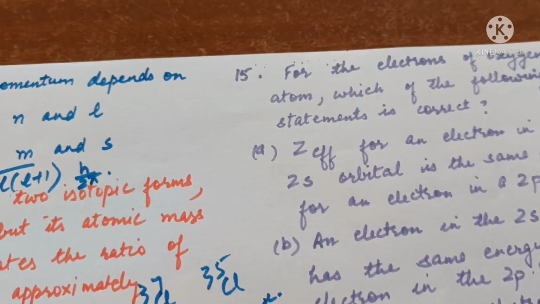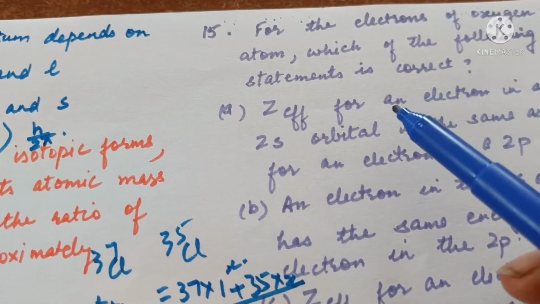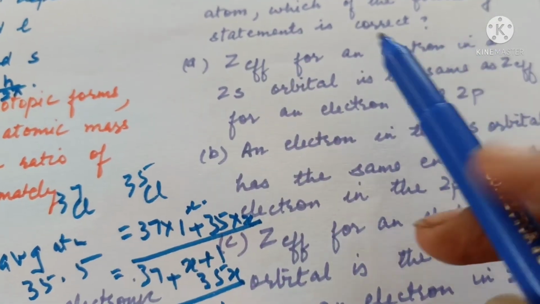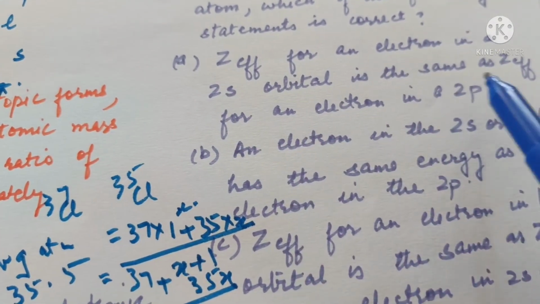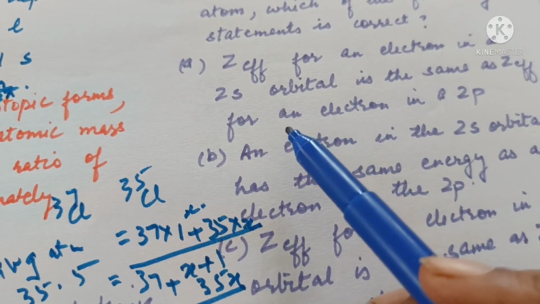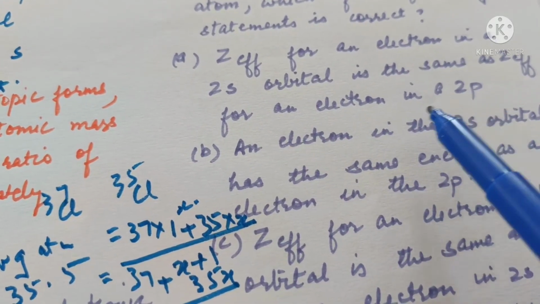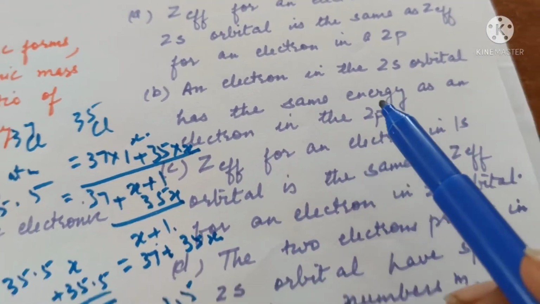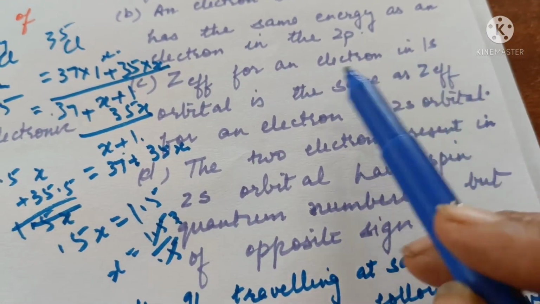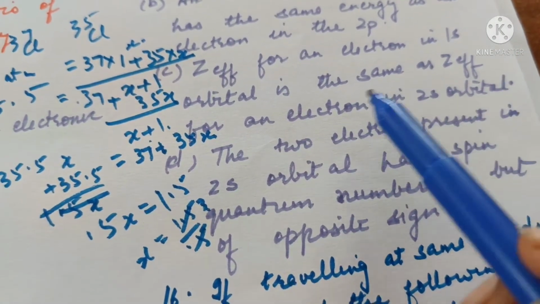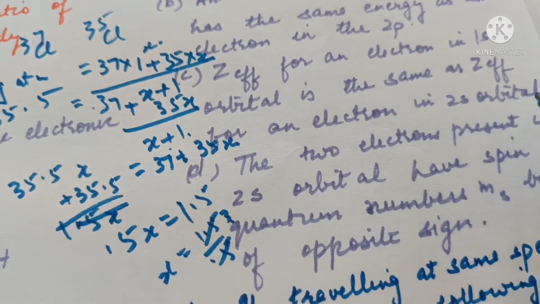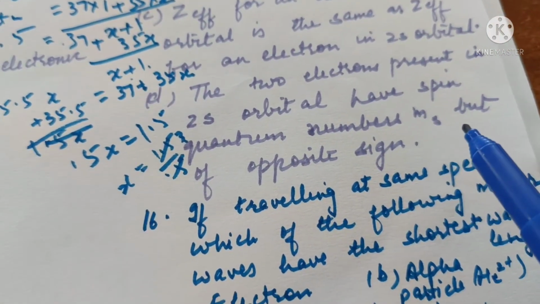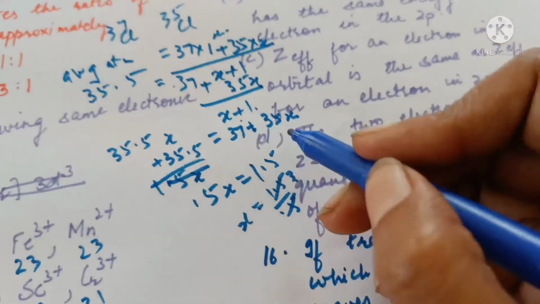For the electrons of an oxygen atom, which of the following statements is correct? The effective nuclear charge for an electron in 2s orbital is the same as for an electron in 2p? No. An electron in the 2s orbital has the same energy as an electron in 2p? No. The Z effective for an electron in 1s orbital is the same as for an electron in 2s orbital? No. The two electrons present in the 2s orbital have spin quantum numbers ms of opposite sign, which is the correct answer.